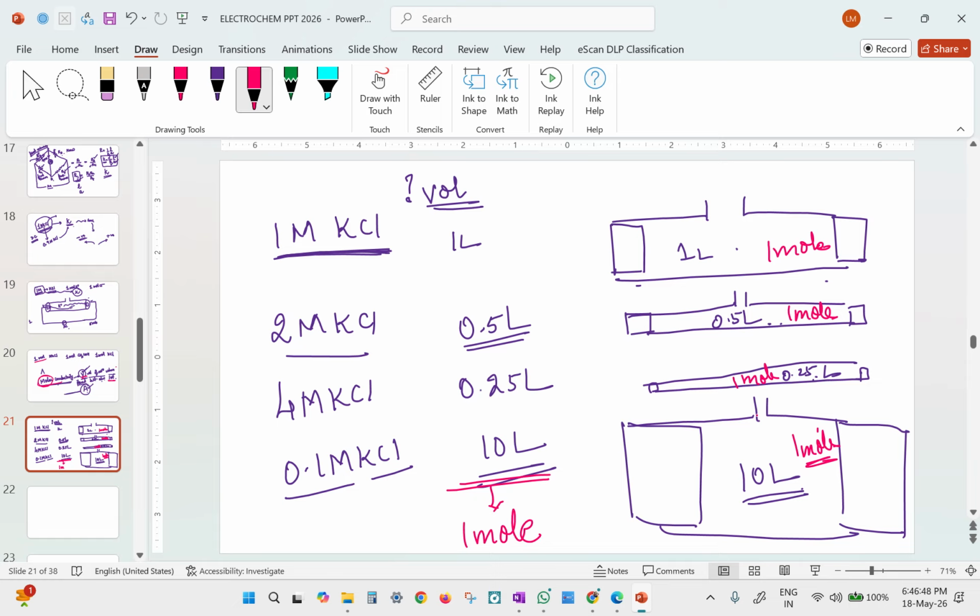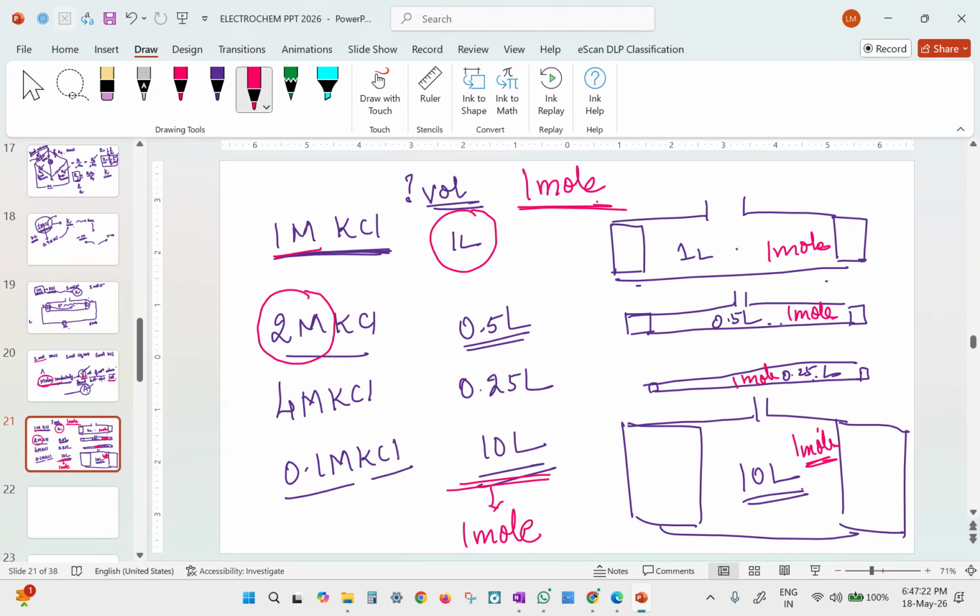Yes, ma'am. If you say molar, are you not talking about concentration? You said 1 molar. Molar means what? Concentration, na? Yes, concentration, ma'am. See, 1 M. How many liters of 1 M solution will offer me 1 mole? 1 liter. How many liters of 2 M solution will offer me 1 mole? So the idea is that I'm asking the performance of 1 mole in different types of solution.